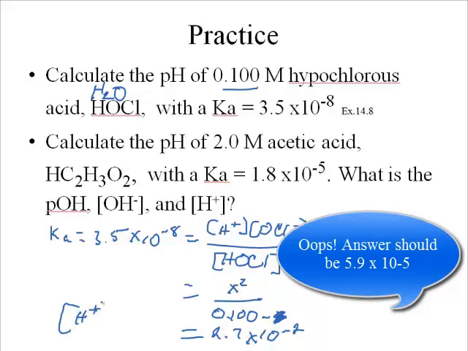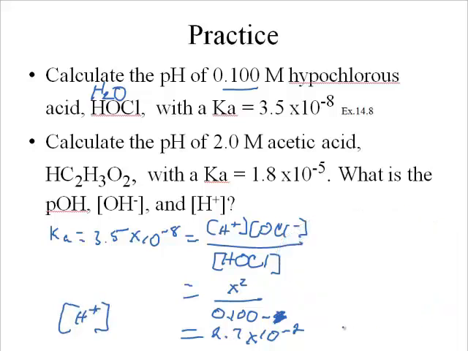Now, again, checking for the 5% rule is basically, look at this number, 2.7. Is that less than 5% of 0.100? Absolutely. Matter of fact, if you wanted to do the math, it would be 2.7% dissociated. So by doing that, we're okay. Now, if I take that number, the 2.7 times 10 to the minus second, and I put that in my calculator, I get a pH of 1.57. Okay, so there it is, an equilibrium problem involving a weak acid.